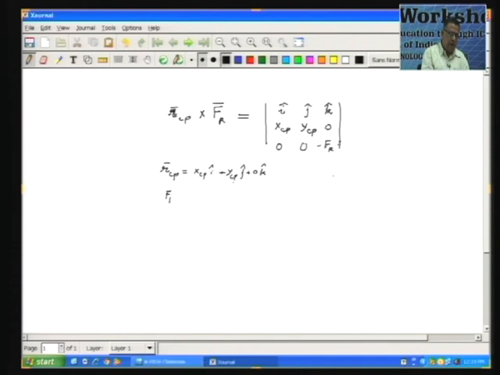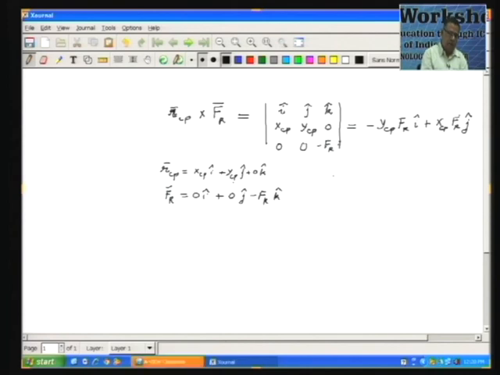Similarly, we know that FR vector is 0 i plus 0 j minus FR k. So, in the third row we write the components of this vector FR. So, it is 0 0 minus FR. So, this turns out to be minus YCP FR i. So, this gives a moment about the x axis and you have XCP FR into j, and there is no k component.